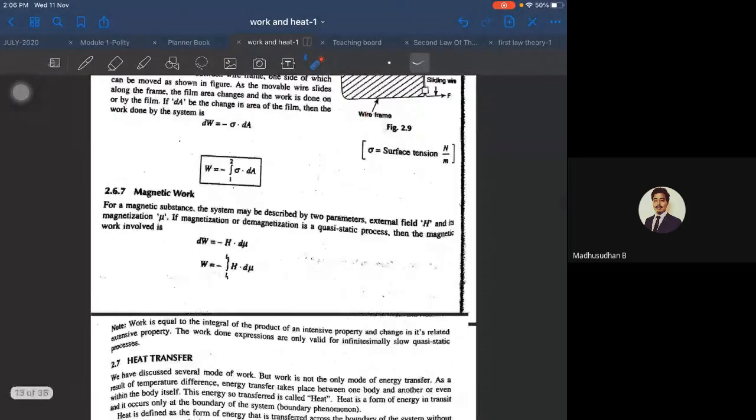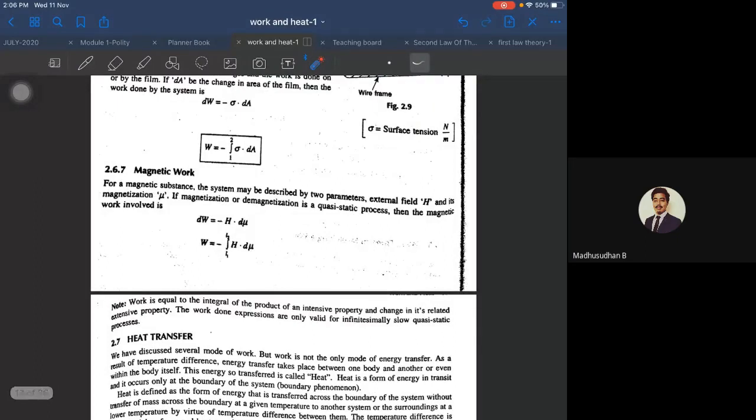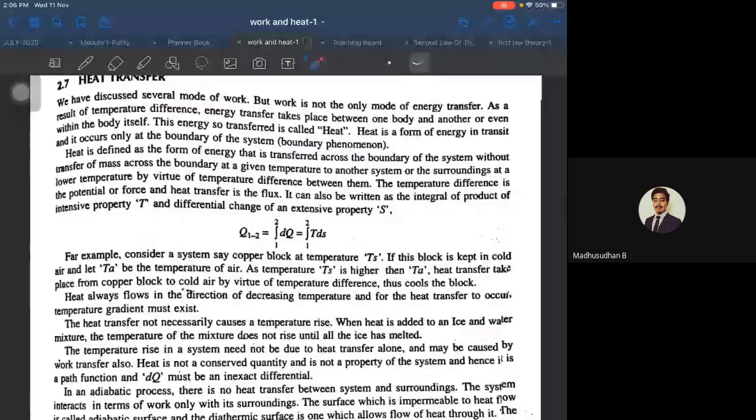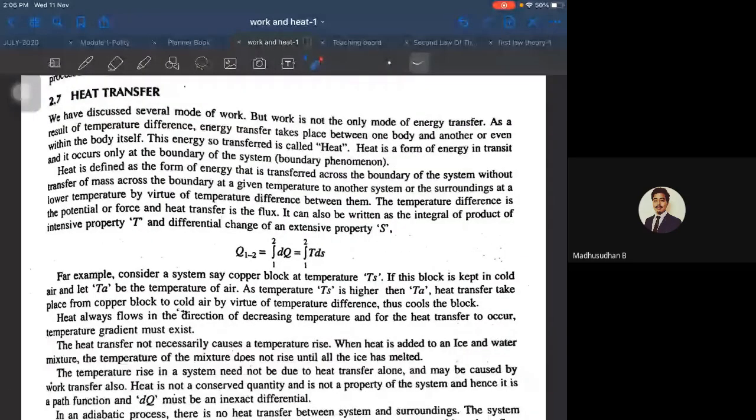Next is the magnetic work. Magnetic work is given by the product of two things: the magnetization U and the external field strength H. The product of these two will give you the magnetic work. These were some of the other types of work you have to remember, and they will be asked in the examination.